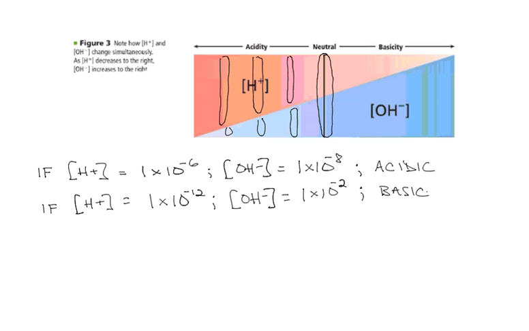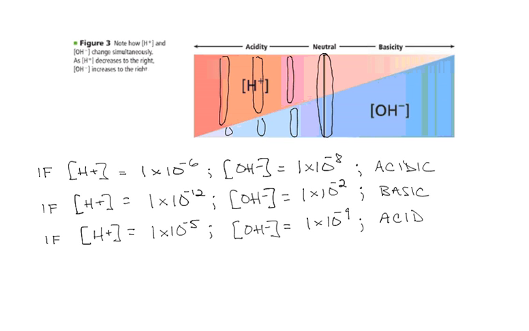And last one, if the H plus ion concentration is equal to 1 times 10 to the minus 5, the hydroxide ion concentration equals 1 times 10 to the minus 9th. Since we have more hydrogen ions, the solution is acidic.